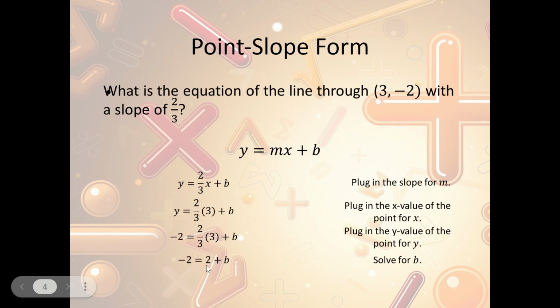Now we just solve by subtracting 2 from both sides. And we're left with b is equal to -2 minus 2 is -4. So b is -4. So that is the y-intercept. Now we can put that into the equation. So we have y equals 2/3, because that was our slope, x, and b is -4, so that's our equation.